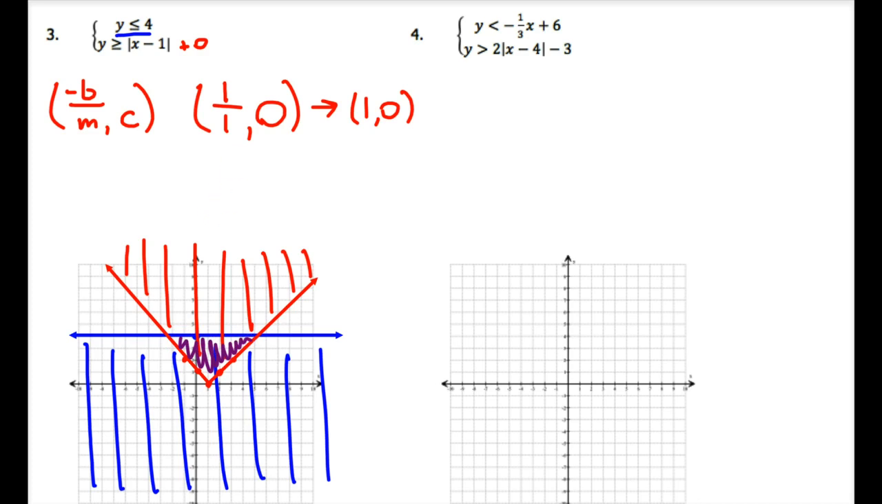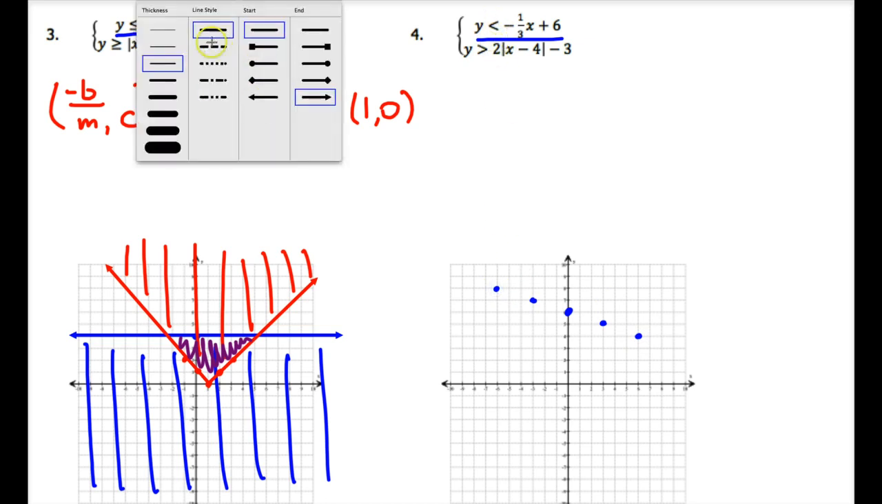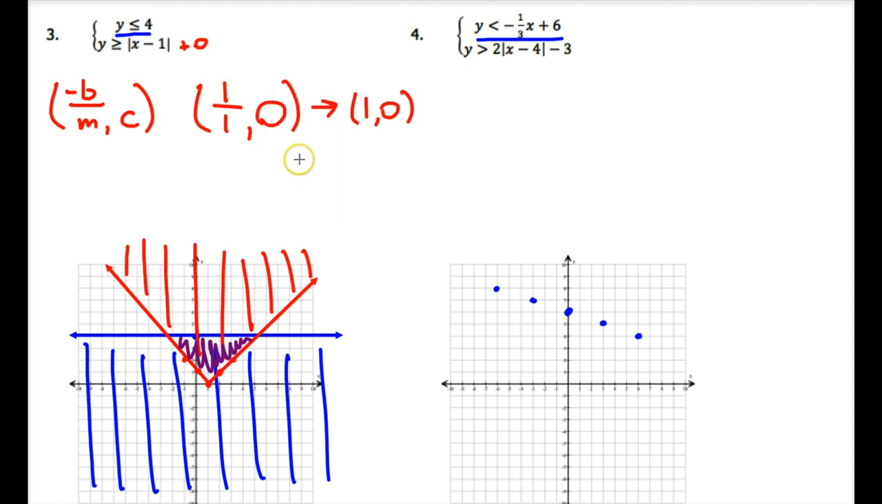Okay, and then finally, number 4, you've got a line right here in slope-intercept form, so y-intercept at +6, slope of -1/3. This one is my first dashed line we've had so far, so I'm going to make this dashed. And I'm going to shade below since it's a less than. So dashed line, and then we're going to shade below.